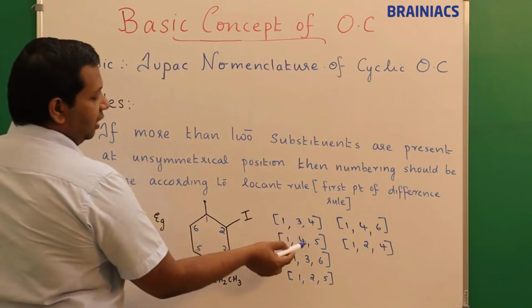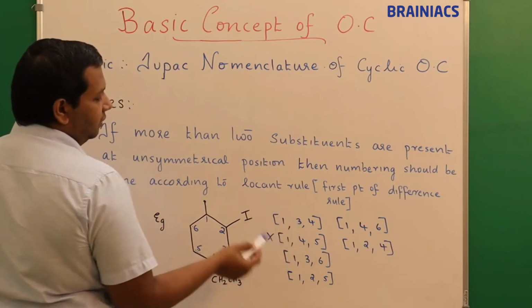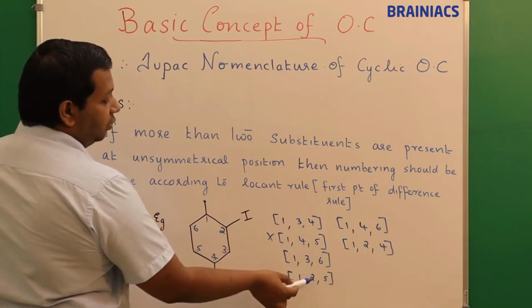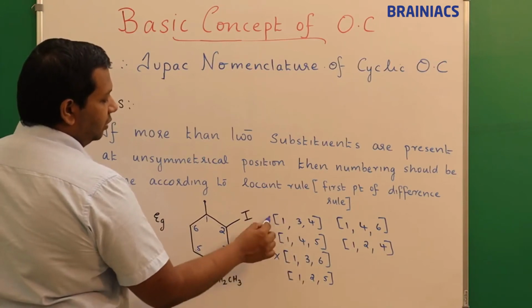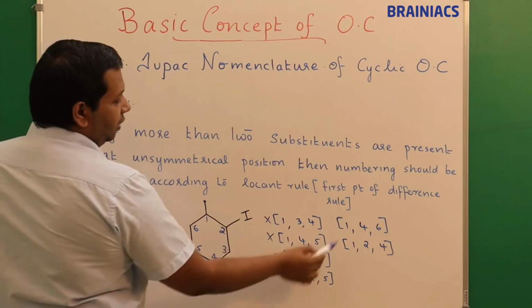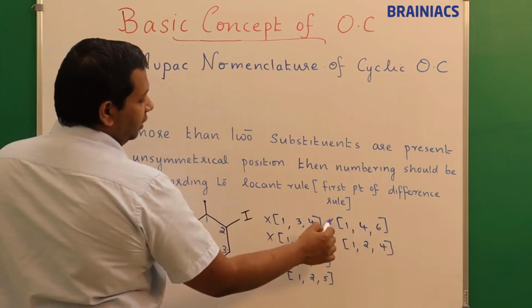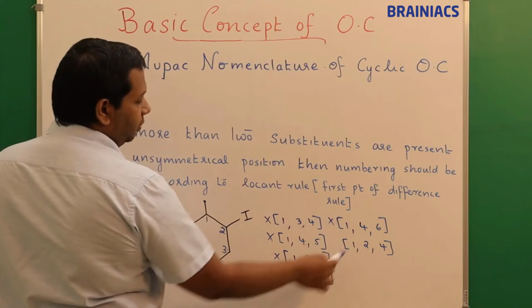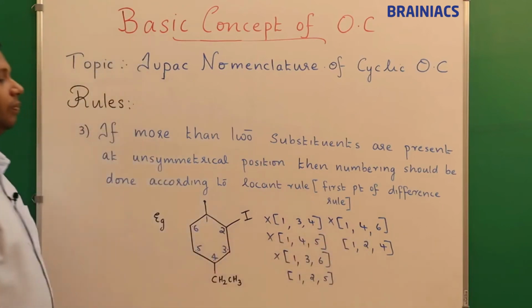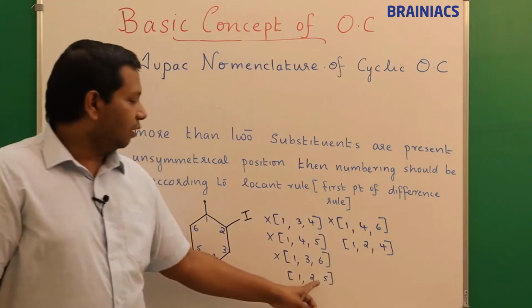So here it is 3, here it is 4. So I can eliminate this. This is the least number. Here also it is 3. Here it is 2. Super. Then I can eliminate all these. Now 1, 2, 5. Here also it is 4. That is greater number. So only two options are left behind: 1, 2, 5 and 1, 2, 4. Now with this second locant I cannot find.